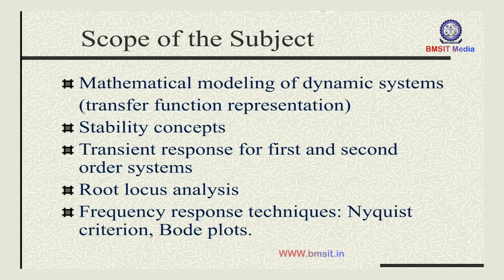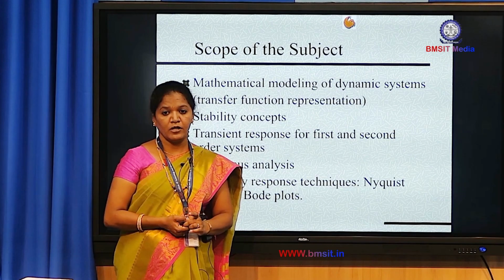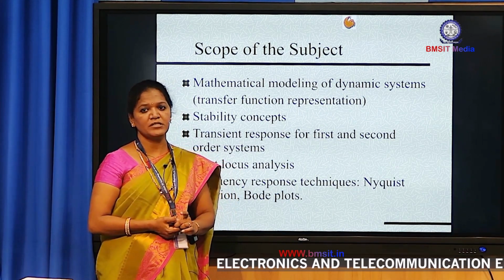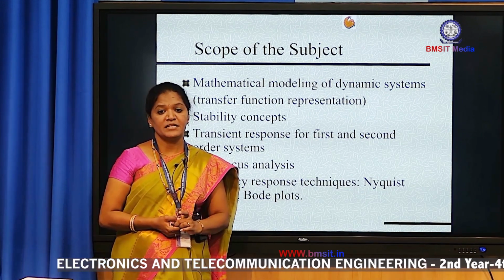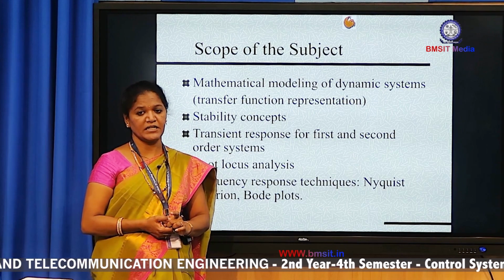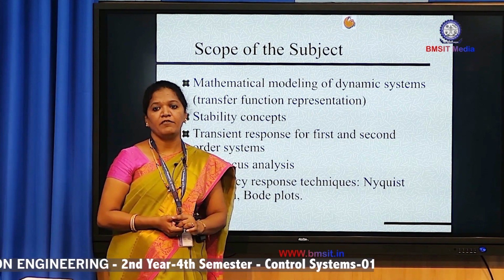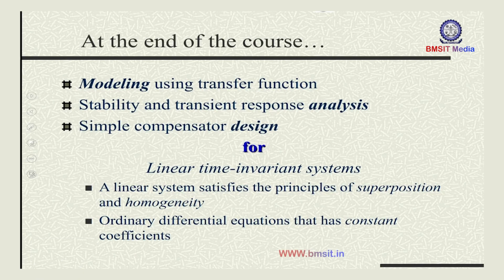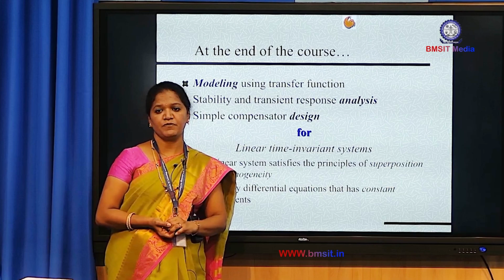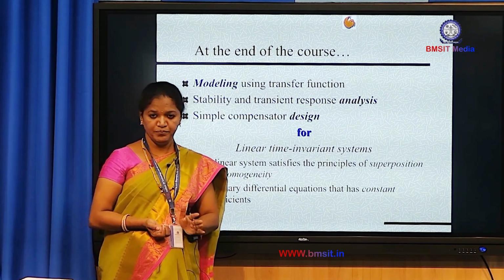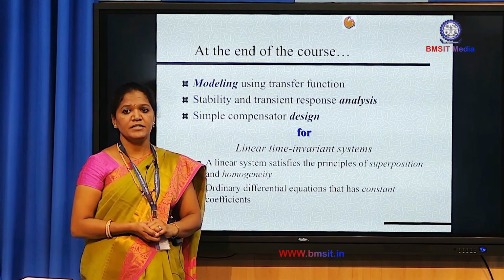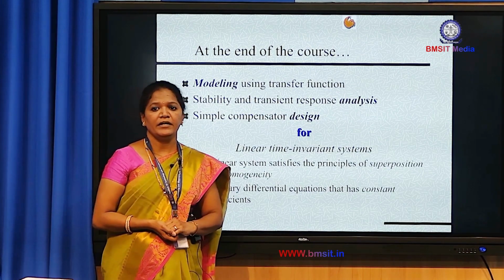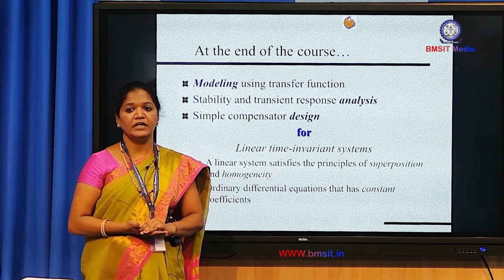So, the scope of the subject. Mainly from this control system course, the student will be able to understand mathematical modeling of dynamic systems like transfer function representation and stability concepts, and transient response for first and second order systems, root locus analysis and frequency response techniques using the Nyquist criterion and Bode plots as well as polar plots. So, at the end of the course, the student will be able to model the control system using transfer functions, do stability and transient response analysis, and do simple compensator design like lead and lag compensators for linear time invariant systems.